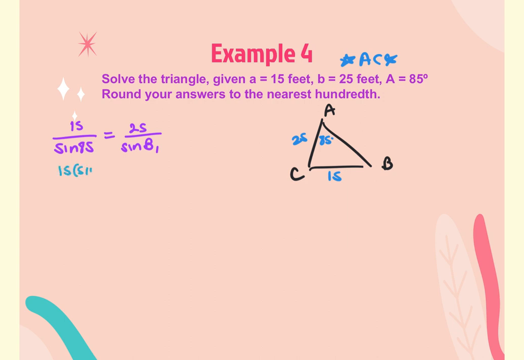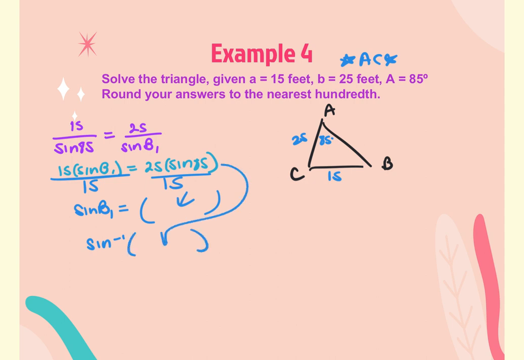Cross multiply. And divide. And sine of that is what you're finding. So I'm actually going to do it all in one step. I'm going to do sine -1. And I'm going to put that whole thing in there. So sine -1 of 25 times the sine of 85 divided by 15. Make sure you close the parentheses after the 85.